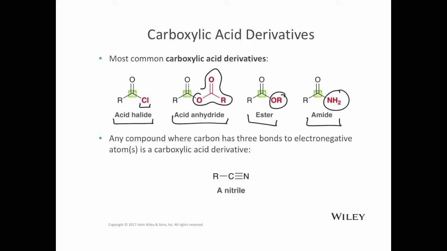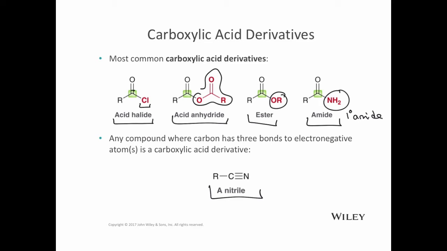And the nitrogen could have two hydrogens, one hydrogen and an R group, or two R groups. This with two hydrogens is called a primary amide. If the nitrogen had one R group, it would be a secondary amide, and if it had two, it would be a tertiary amide. So any compound where carbon has three bonds to an electronegative atom is called a carboxylic acid derivative. So technically a nitrile is also a carboxylic acid derivative.